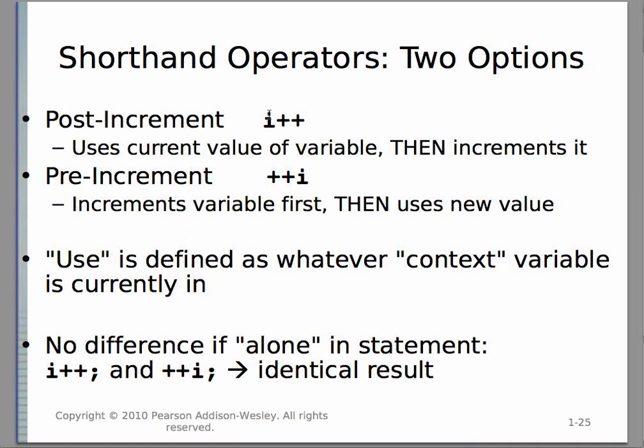Let's take a look at the difference between post-increment and pre-increment. Now the way the book describes it, it says if you do post-increment, you can read this as use the current value of the variable, in this case I, then increment it. Whereas for pre-increment, you read this as you increment the variable first, then use the new value. And this is perfectly fine. That's the way to think about it.